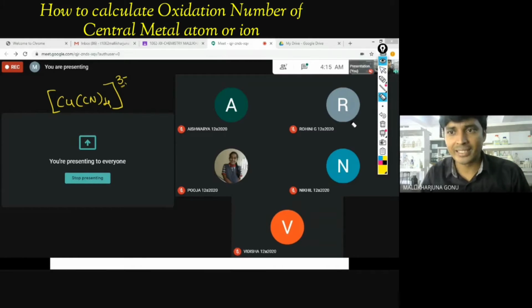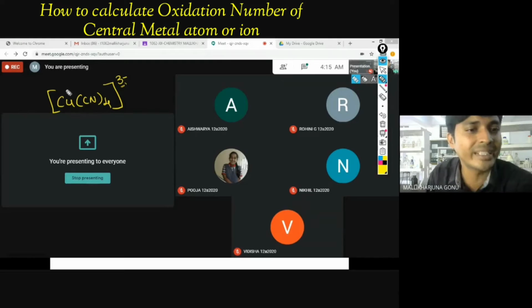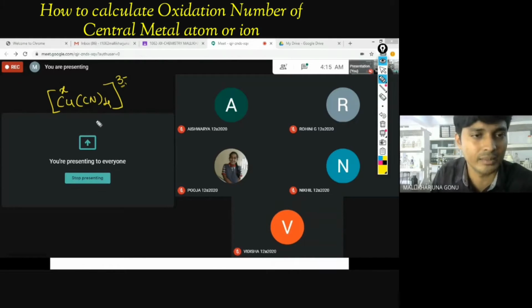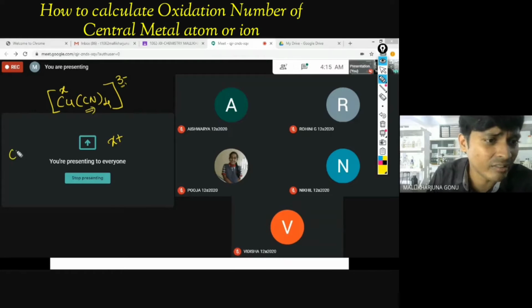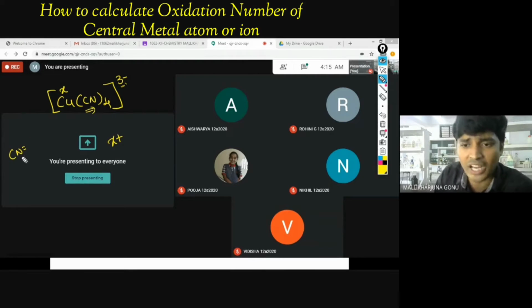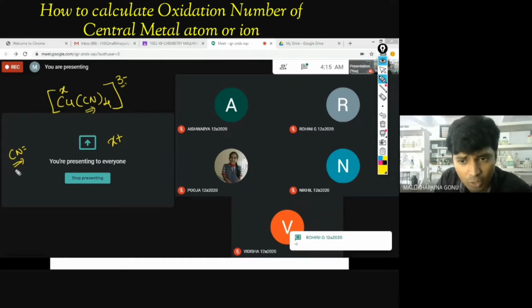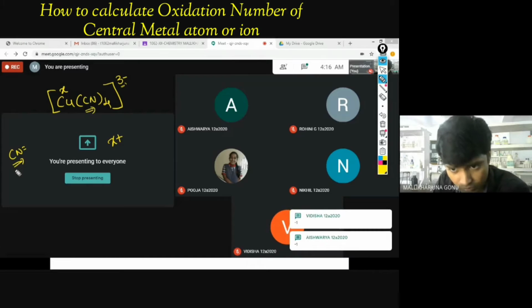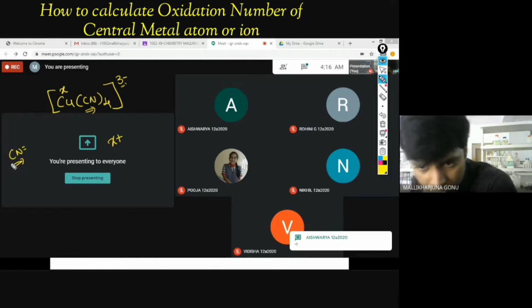Now we will calculate. For this one you have to calculate X. Cu is the X, which you have to calculate, plus CN. What is the valence of CN? All of you type in chat message. Yesterday also I asked Vidisha in the revision class, and she said Rohini, minus 1. All of you should type minus 1. Yes, Aishwarya. Okay, Pooja.